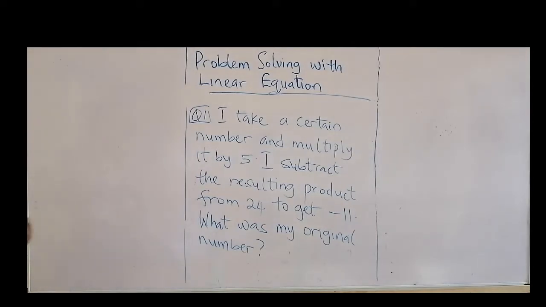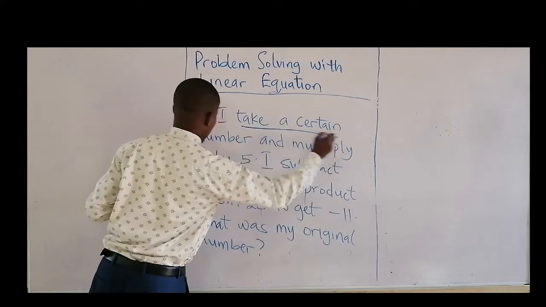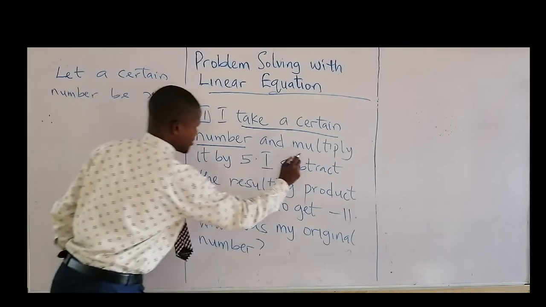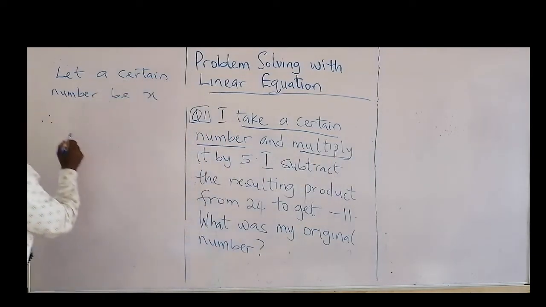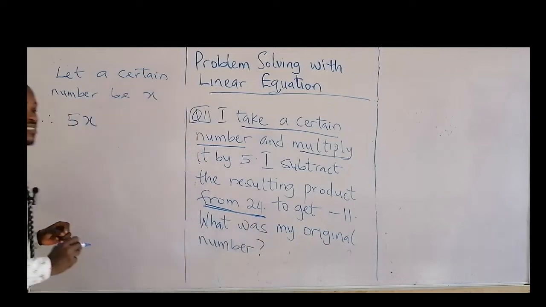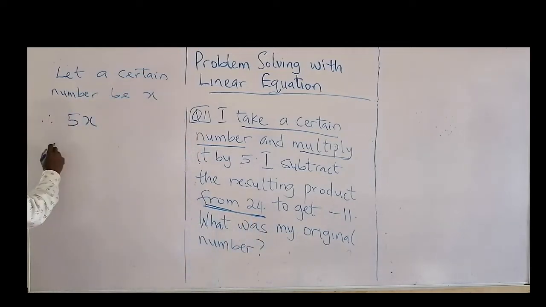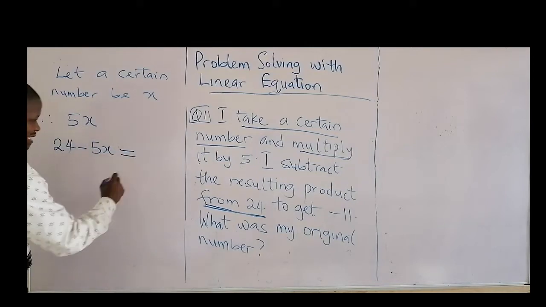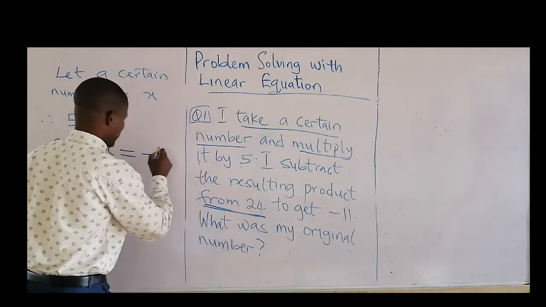So the first thing we do is to represent the certain number by a letter. Then I multiply it by 5. So 5 times the certain number, and that will be 5x. The next sentence, I subtract the resulting product from 24. Whenever you have "from" in mathematics, it means the starting point. The starting point is 24, minus 5x, to get me equal to minus 11.